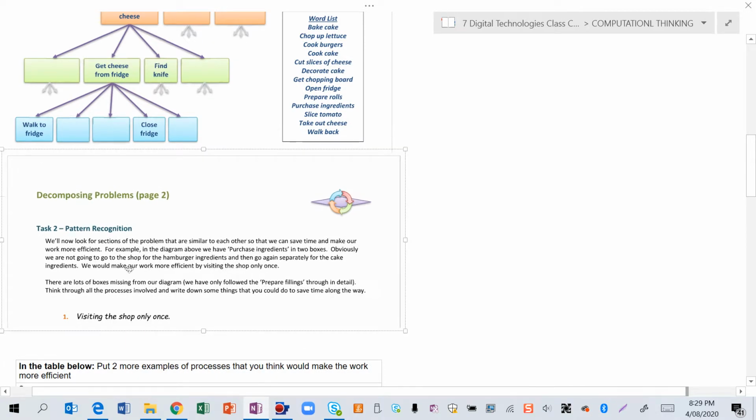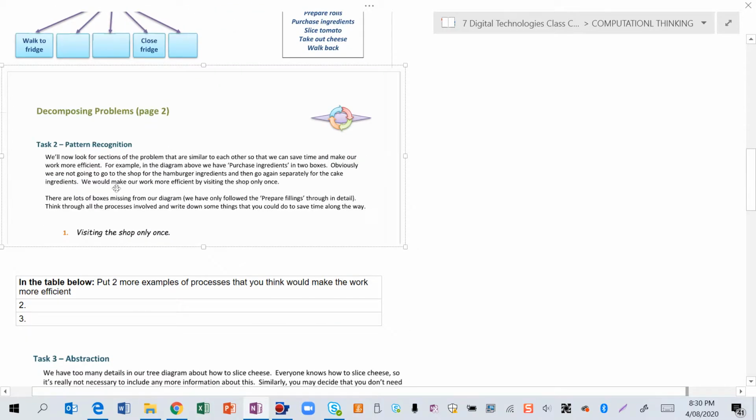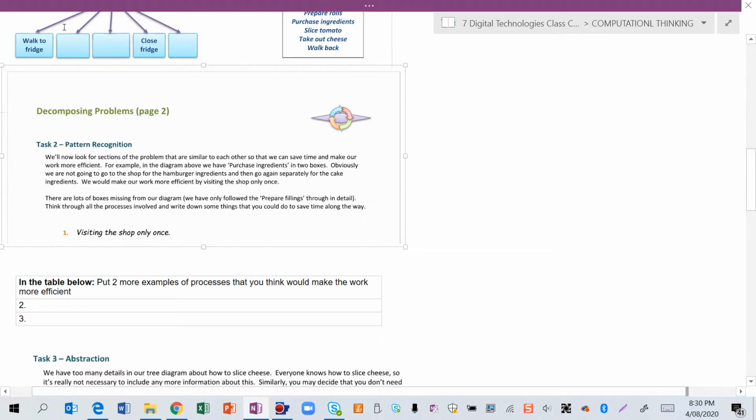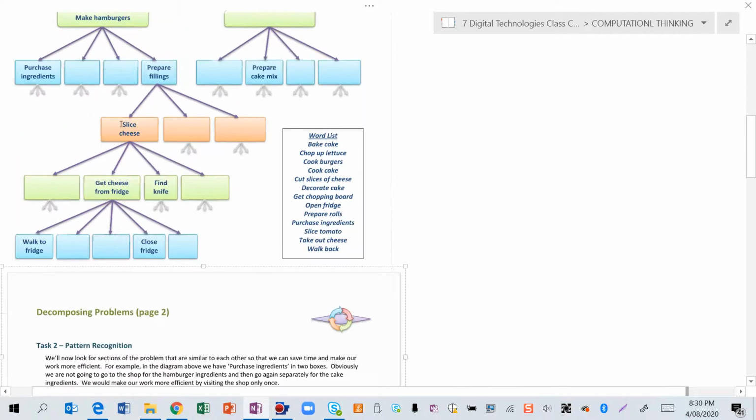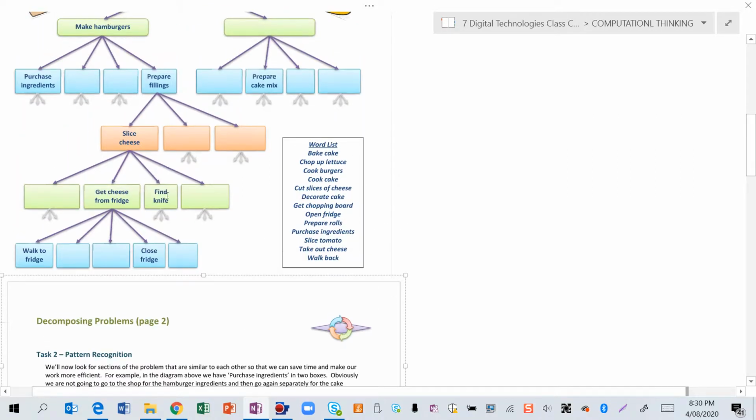And this is your next part, which is pattern recognition. Now, if you remember what pattern recognition is, it's finding similarities so you become more efficient. I gave you the example that if I was making a cake and I found I didn't have any butter, I wouldn't go to the shop to buy the butter and then come back, and then go to the shop to buy some milk and then come back, and then realize I have to go to the shop again to buy some sugar. I would go to the shop only once, which is what they've said here, because we've got purchase ingredients. So if you think about it, what else might you do? Now, you're finding a knife.